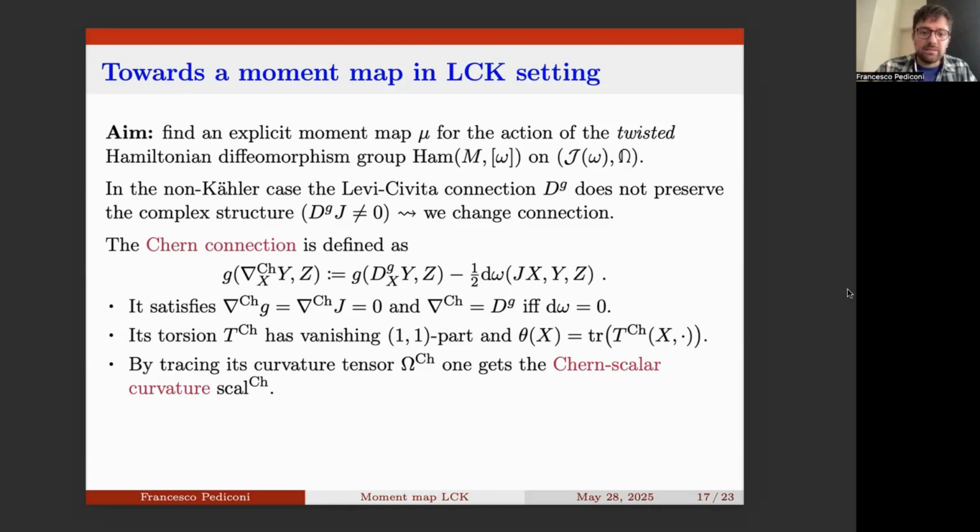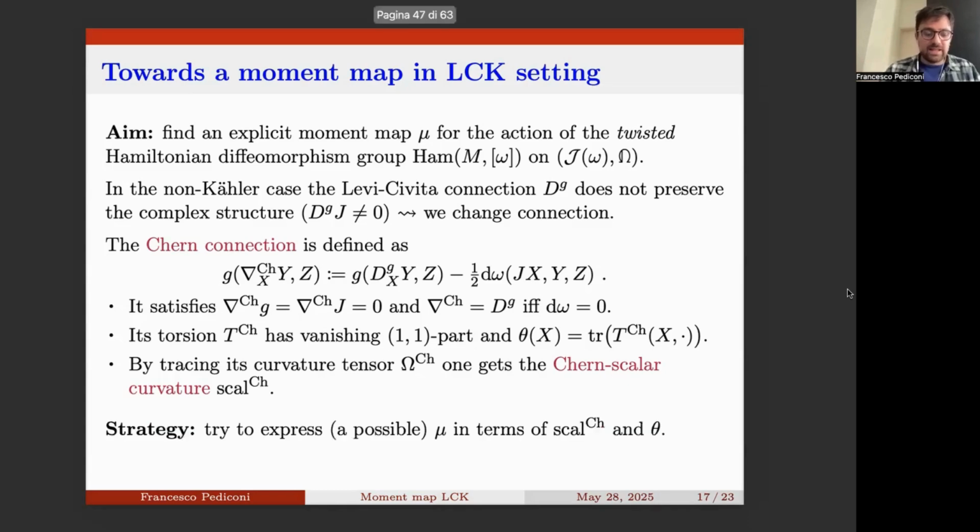Well, by taking the trace of the curvature tensor here, you get a function which is called the Chern scalar curvature, which is a non-Kähler analog of the Riemannian scalar curvature. And in a sense, this is a natural candidate to be a moment map. So we would like to express a possible moment map mu in terms of some functions coming from the torsion, so some function coming from the Lee form, and the scalar curvature, the Chern scalar curvature.